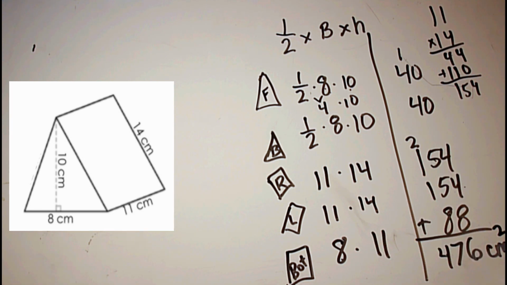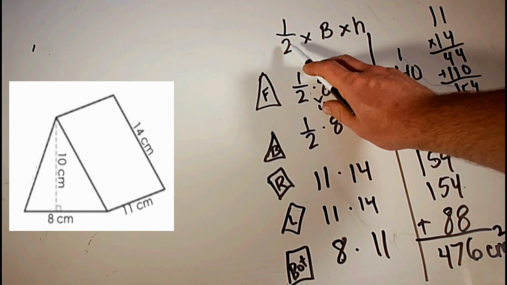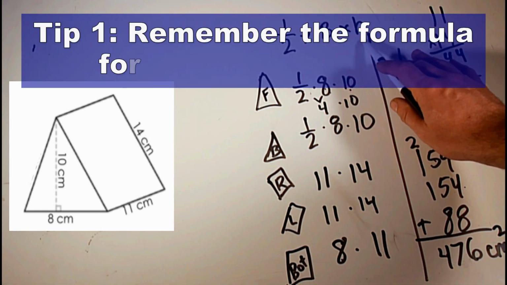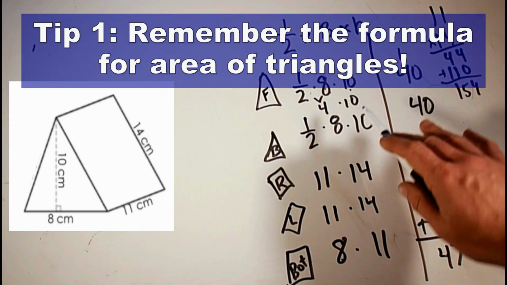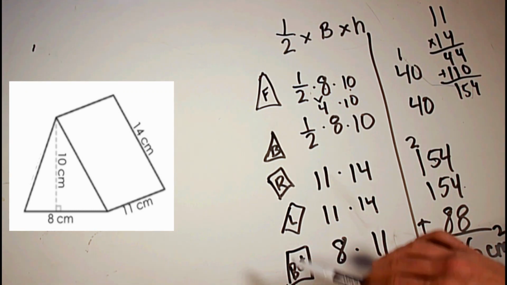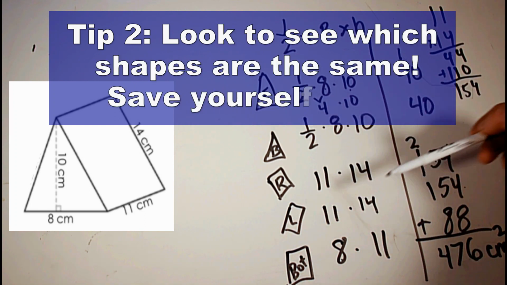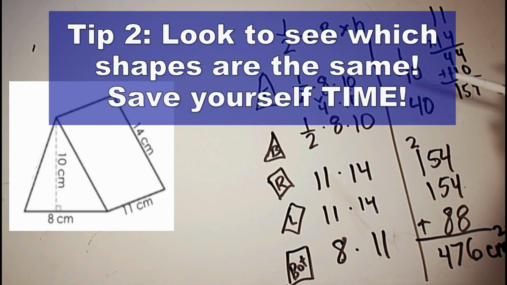All right, so with triangular prisms, all you really need to keep in mind is to know the formula for area of triangles. All you're doing is finding the area of multiple shapes. Always look, what is the same? These two shapes are the same. Don't do the math twice. You did it once, save yourself some time.